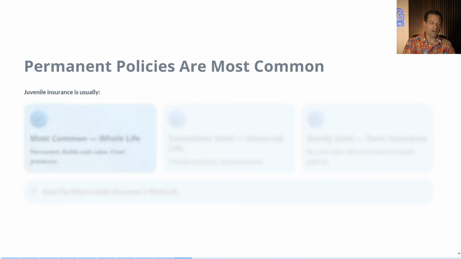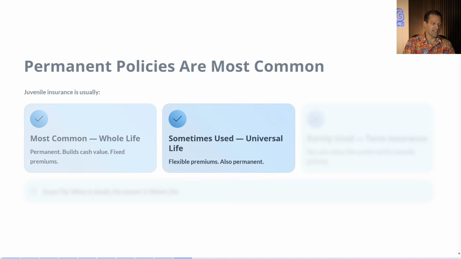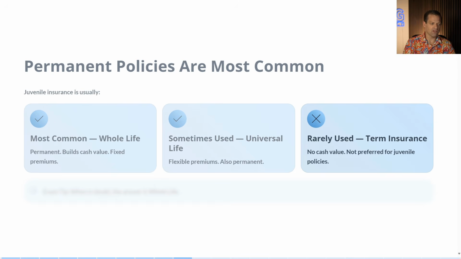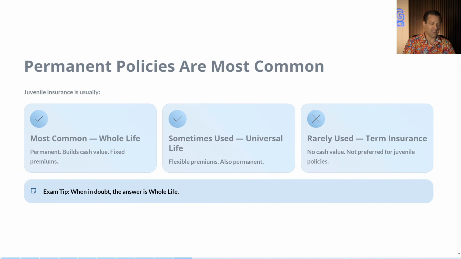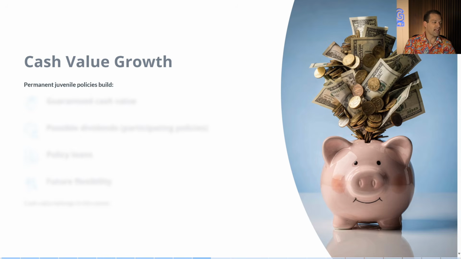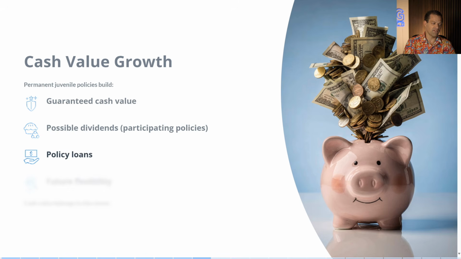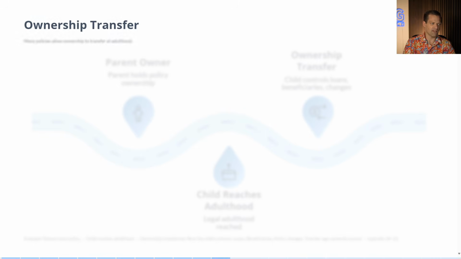Permanent policies are the most common. We see whole life plans, sometimes universal life, almost never term life is used. Sometimes they don't even allow it in many cases. So on the exam, if they ask you what type is most common, just say whole life. Cash value growth, they do develop those because they're permanent plans. So you get guaranteed cash value, possible dividends, and policy loan features with future flexibility. And that cash value belongs to the owner of the policy.